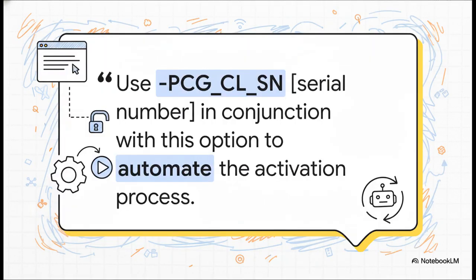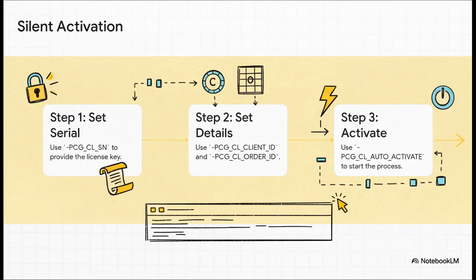Now, the real power comes from combining these commands. For web licensing, here's a fantastic tip. You pair -pcg_cl_sn to feed it the serial number with -pcg_cl_autoactivate to kick off the process, and just like that, you've got a complete one-step activation right from the command line. So let's walk through it.